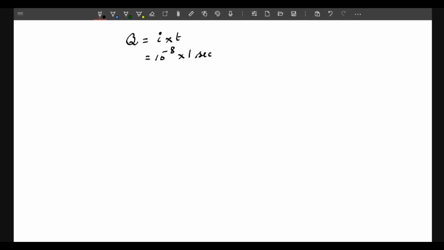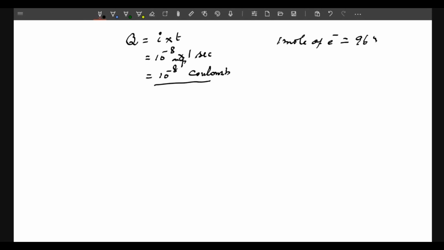Now you have calculated. The ampere into second is nothing but the Coulomb. And how many electrons are carrying this 10 power minus 8 Coulomb? You know the relationship. What is the relationship? 1 mole of electrons would be passed.